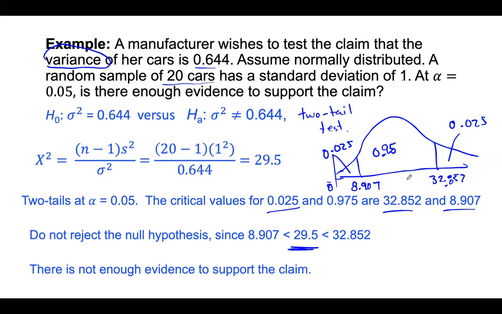Now this value here is 29.5. Let's use a different color. This is the area where we accept our null hypothesis, and over here is where we reject our null. Since it's between these values, we do not reject that null hypothesis. So there's not enough evidence to support that claim.